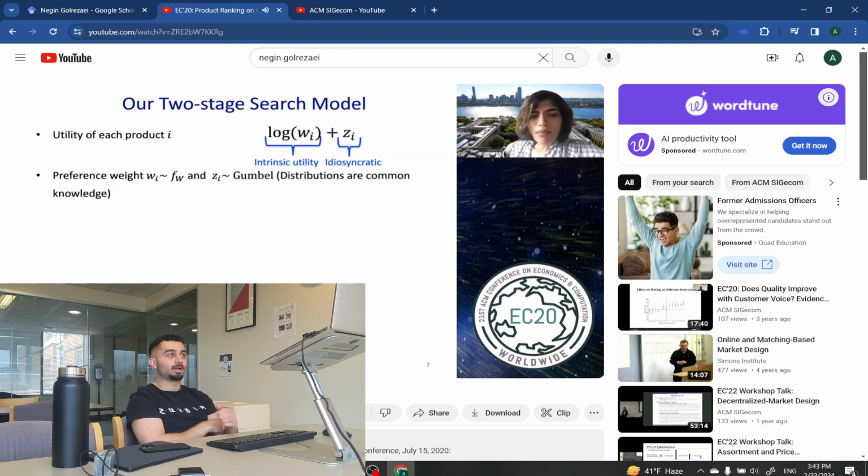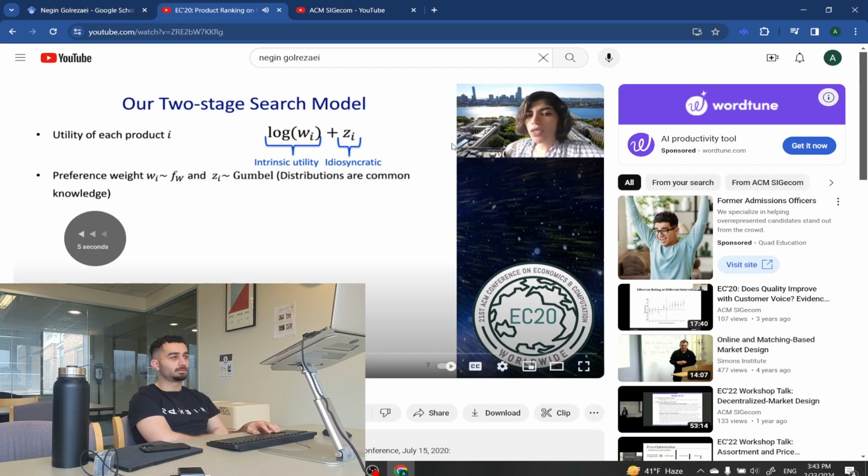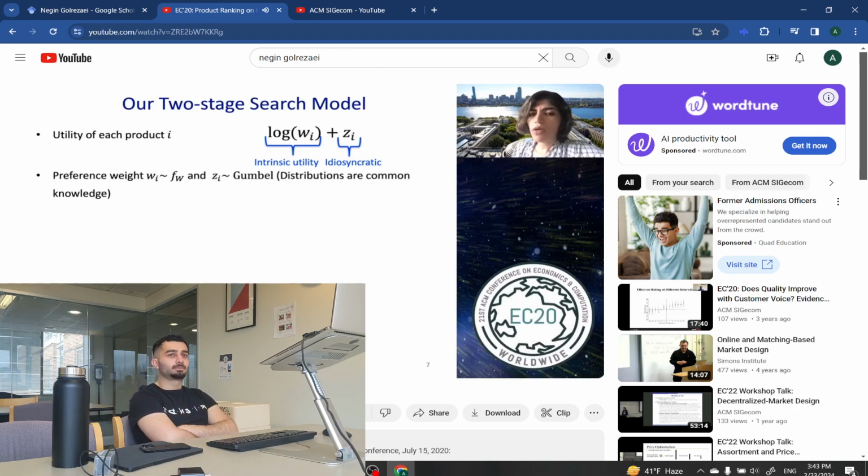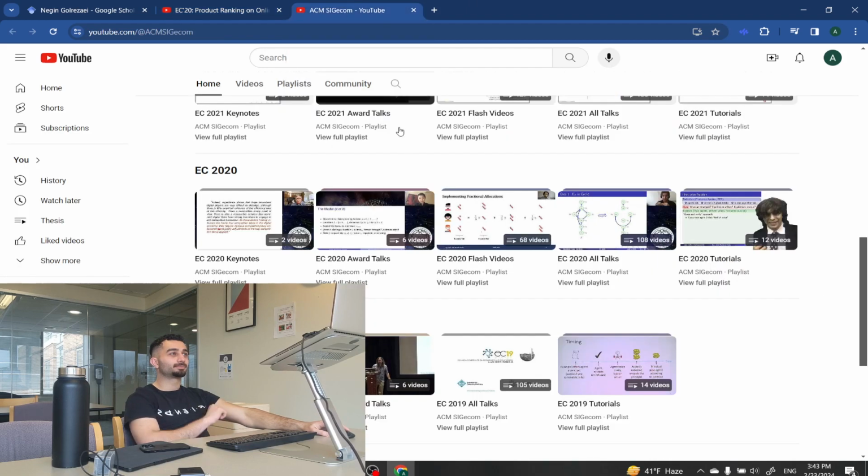So W_i, or these preference weights, are drawn from some distribution f(W), and Z_i is drawn from the Gumbel distribution. For those of you familiar with the discrete choice literature. What is the Gumbel distribution? I don't know it.